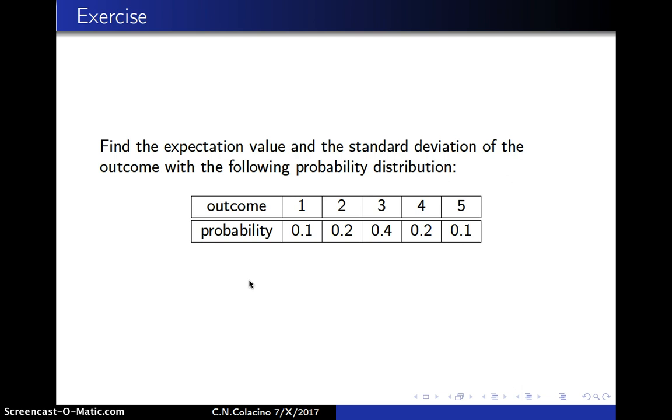So solve the same exercise, find the expectation value and the standard deviation of the outcome with the following probability distribution. Thanks.